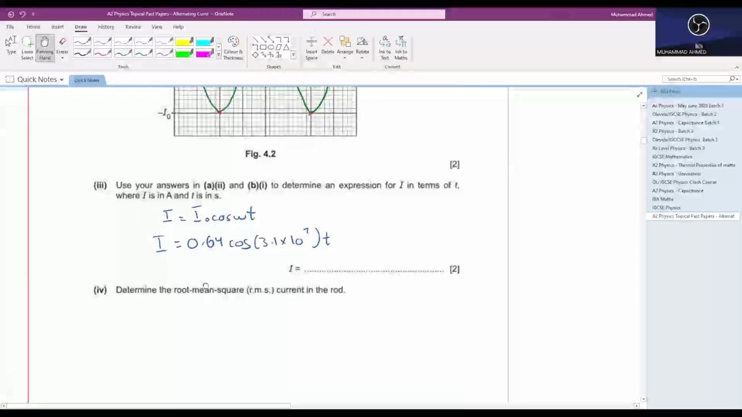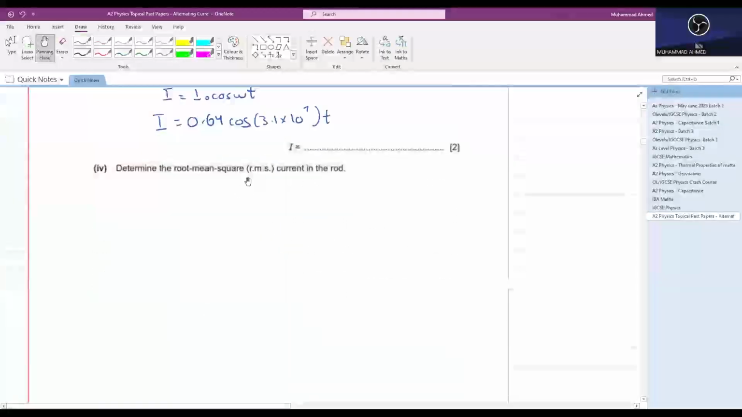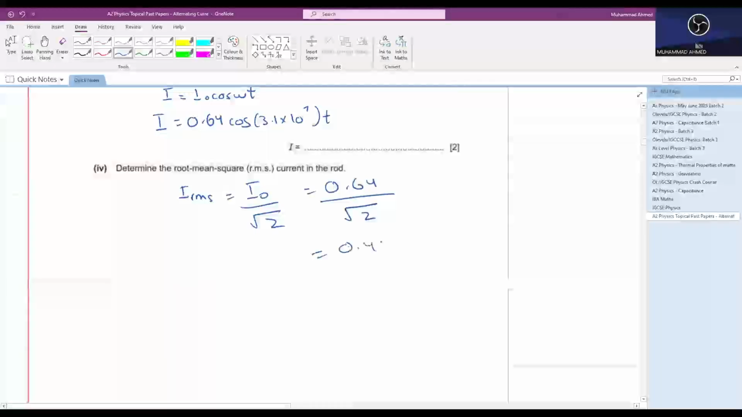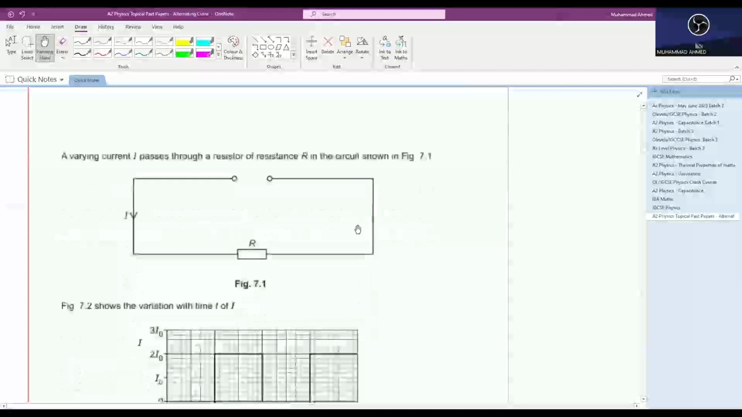Now you have to calculate the root mean square of the current. I_rms is equal to the peak value of current divided by root 2. Your peak value of current was 0.64, divided by root 2. Your answer comes out to be 0.45 ampere. Let's move on to the next question.